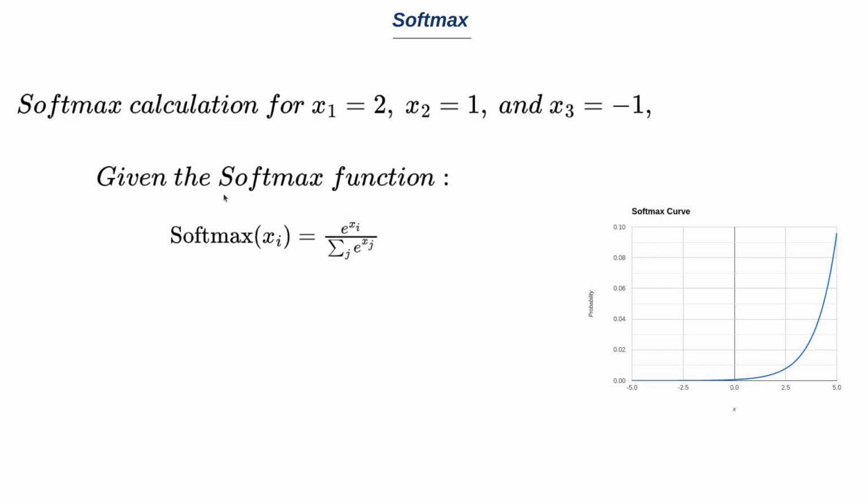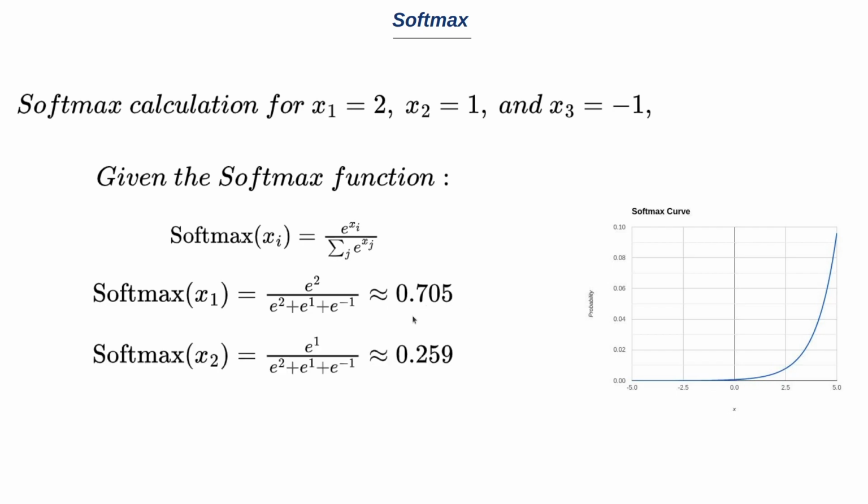And we know that the formula for softmax is e power xi divided by the summation of e power xj. So here is how this would look. If you take the first value, x1, i is nothing but the first value, and j covers all those values. So you take e power 2 divided by e power 2 plus e power 1 plus e power minus 1. So the output you would get over here is 0.705.